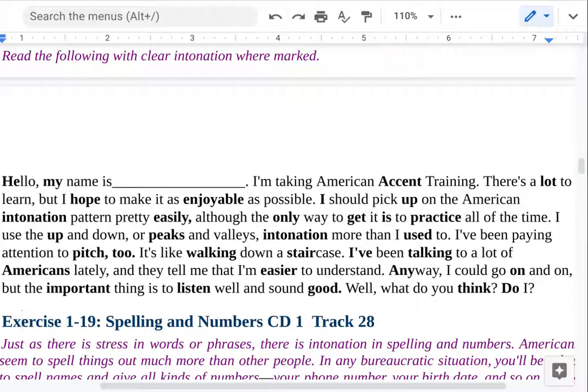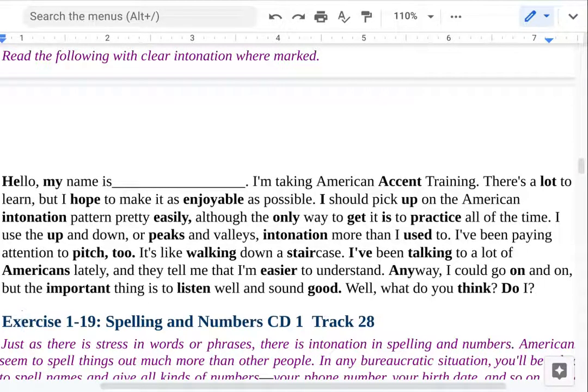I've been talking to a lot of Americans lately, and they tell me that I'm easier to understand. Anyway, I could go on and on, but the important thing is to listen well and sound good. Well, what do you think? Do I?